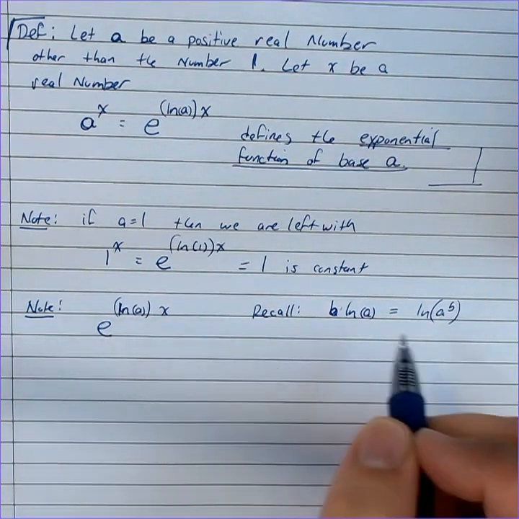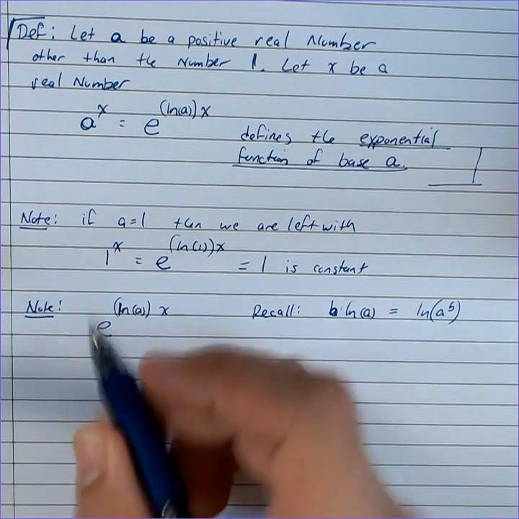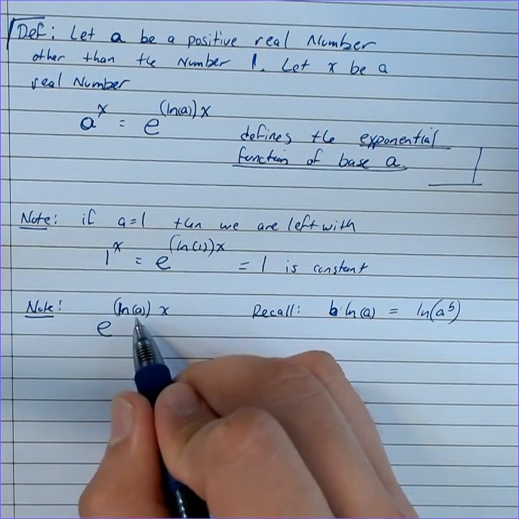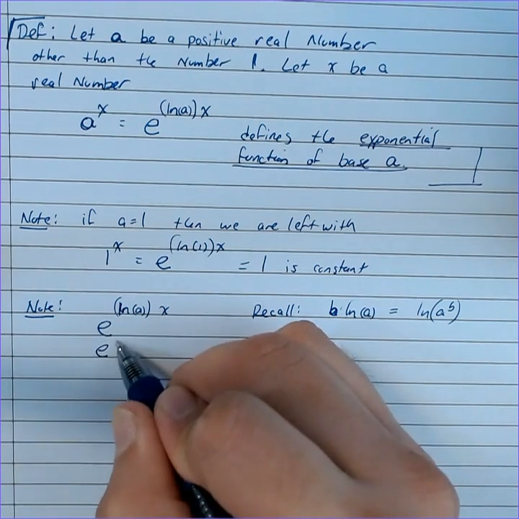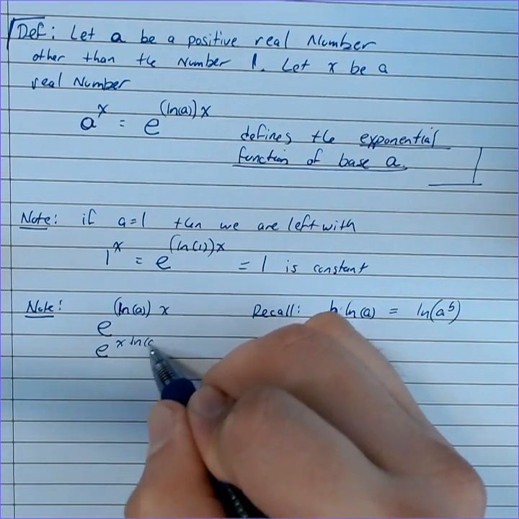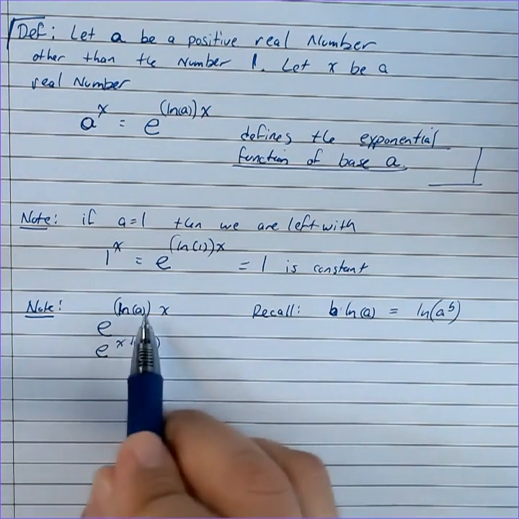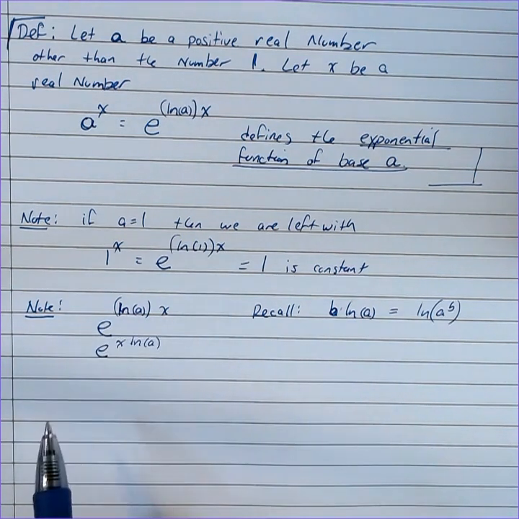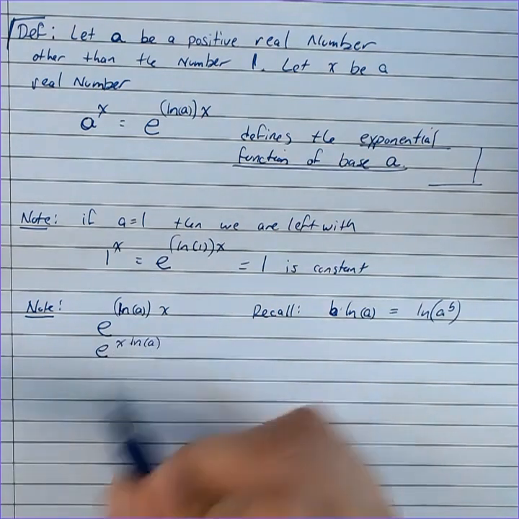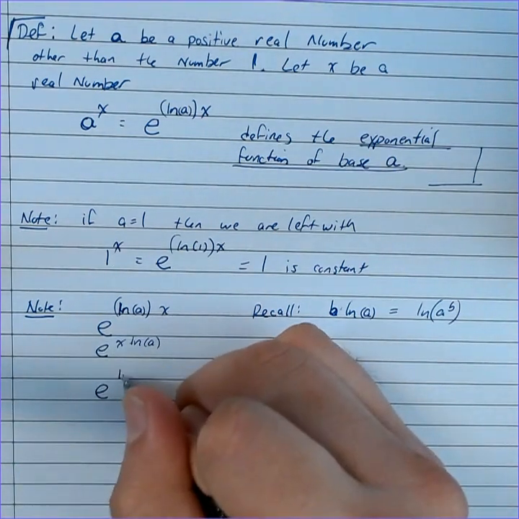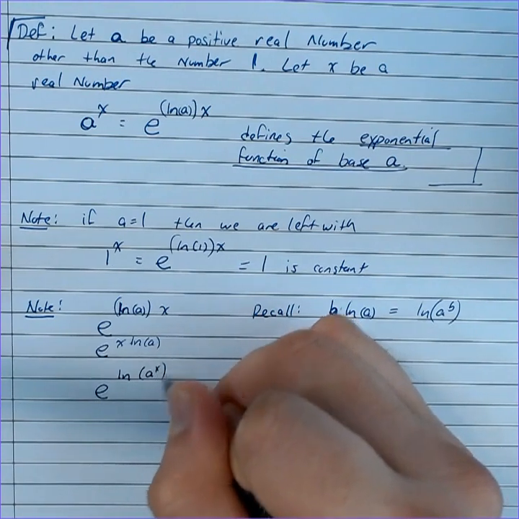Oh, okay, well, using that property, we can say, let's see here, e to the natural log of a times x. I could write that as e to the x natural log of a. I'm just using commutativity here. I can switch the order of multiplication. But now, this number can be brought up in the argument of the logarithm. So I can write this as e to the natural log of a to the power of x.